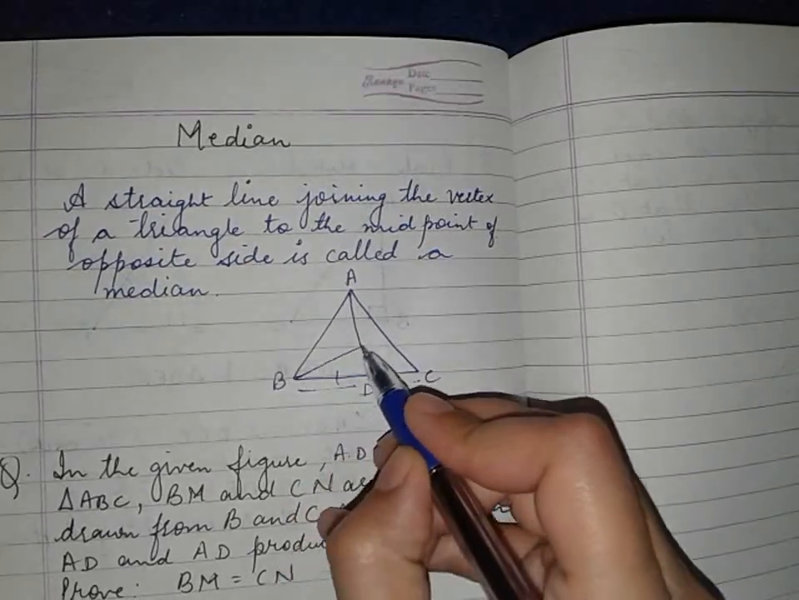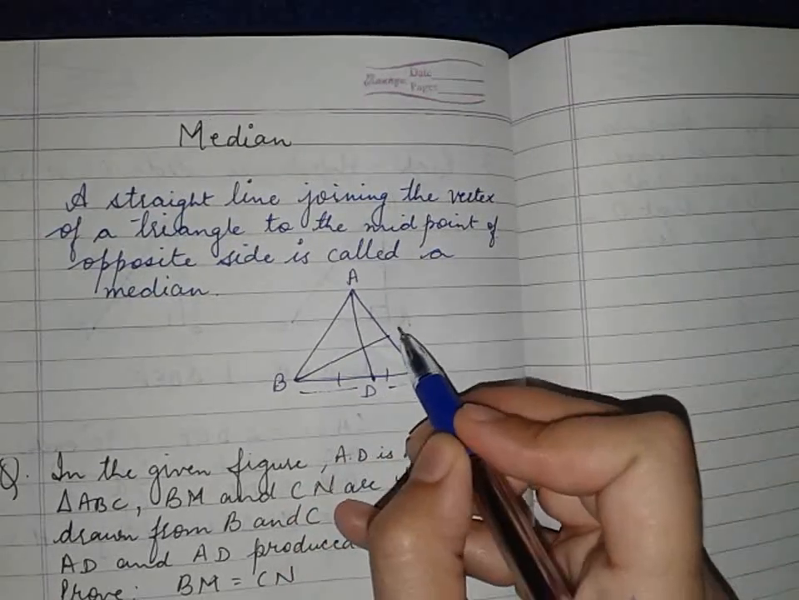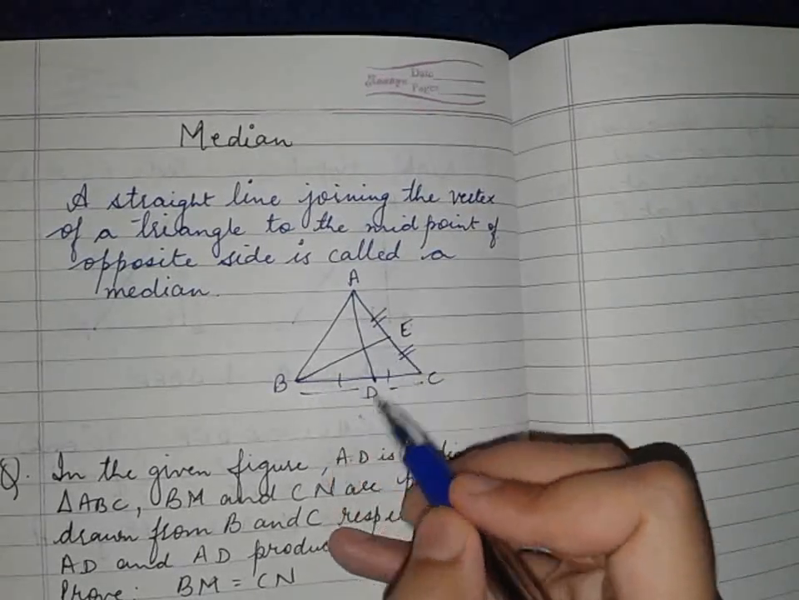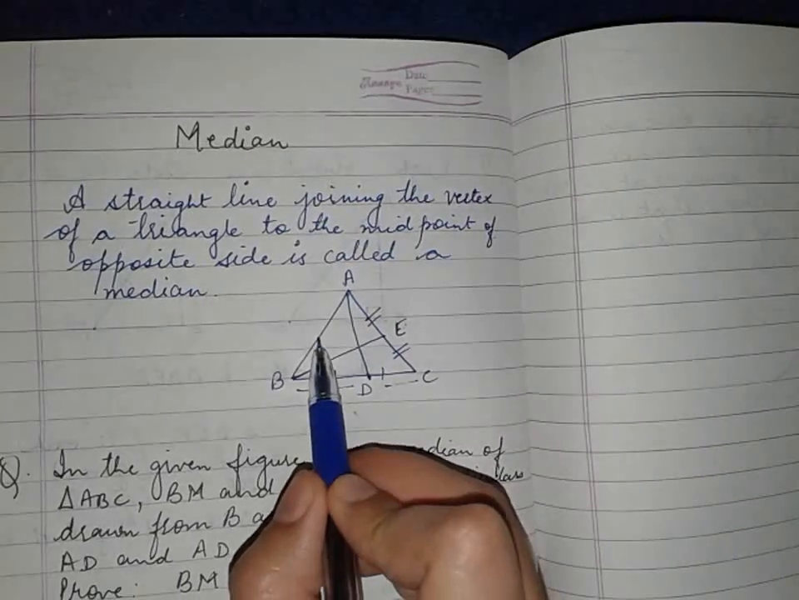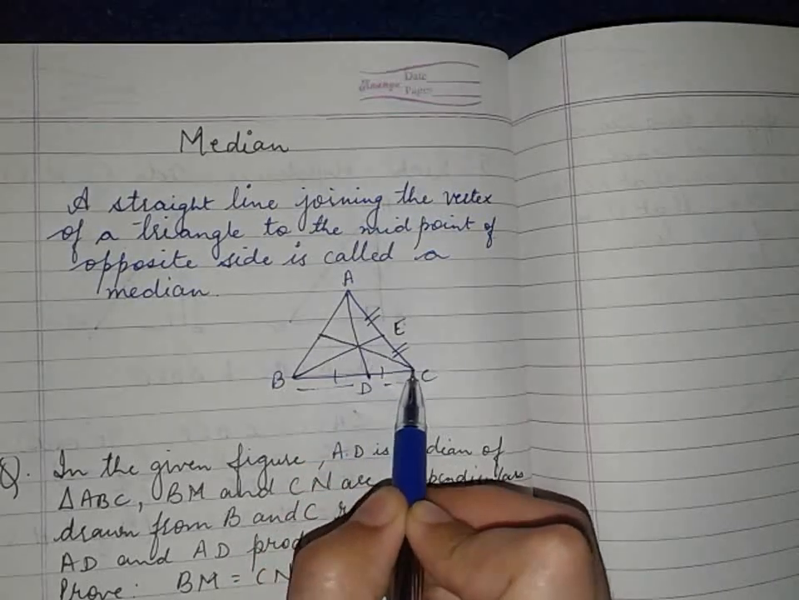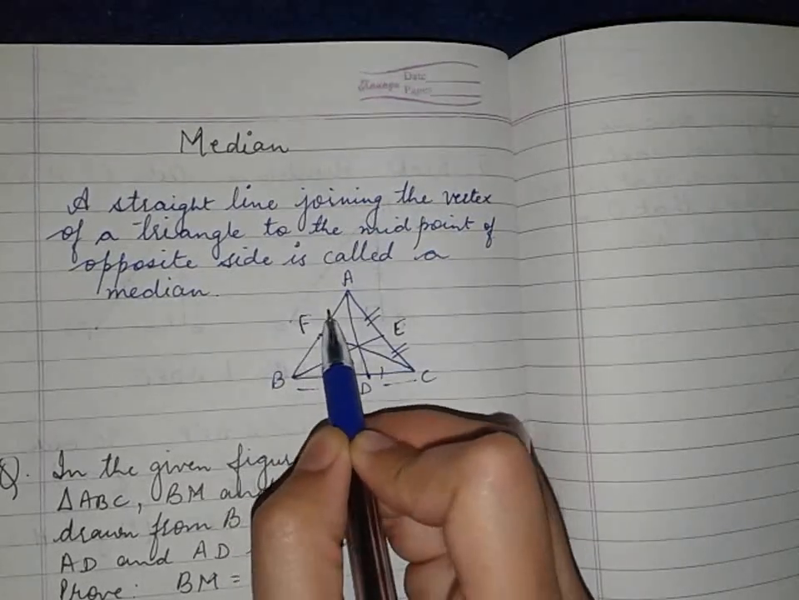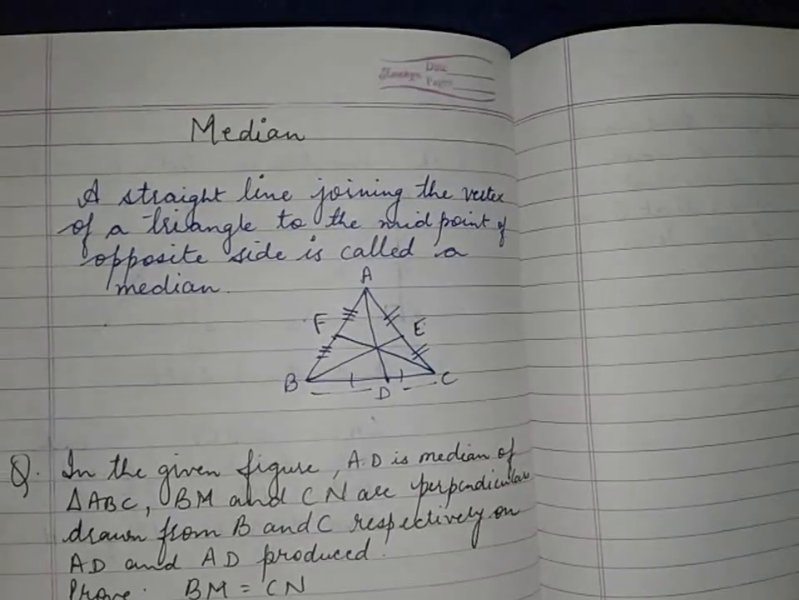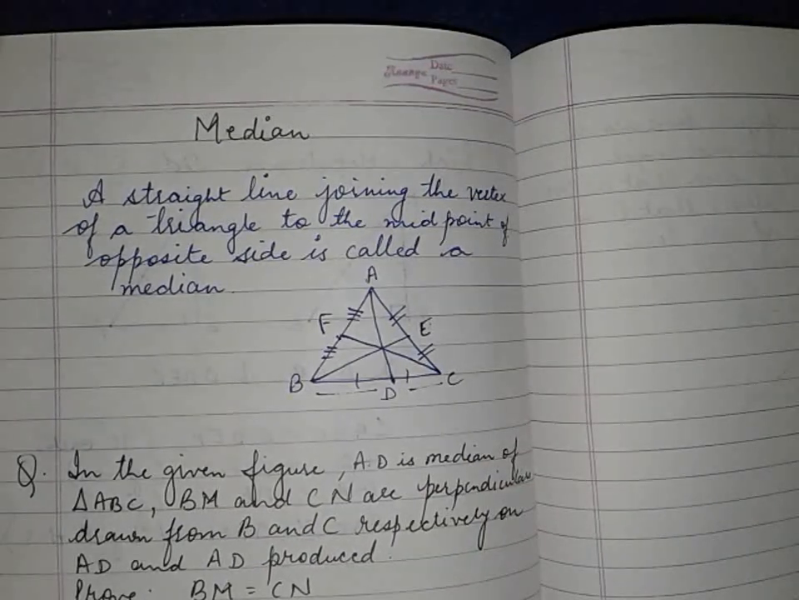Similarly, if I draw a line from B and it meets AC at E such that AE and EC are equal, then BE is the median. If I draw a line from C and it meets AB at F such that these two are equal, then CF is also a median. You have understood what is a median?